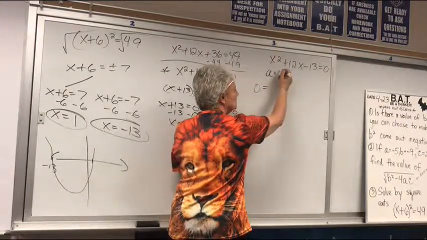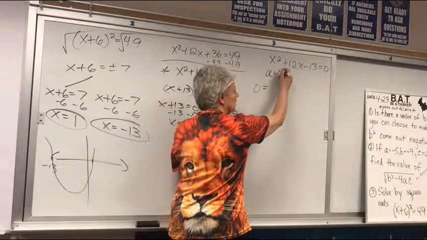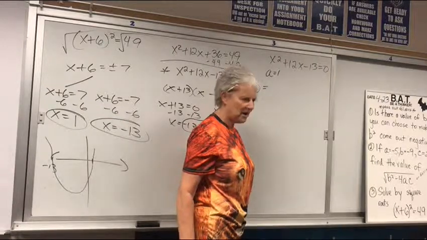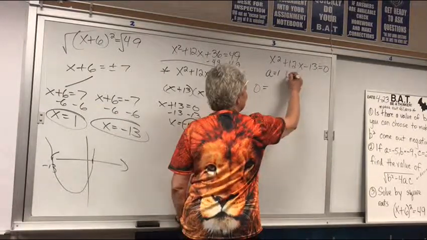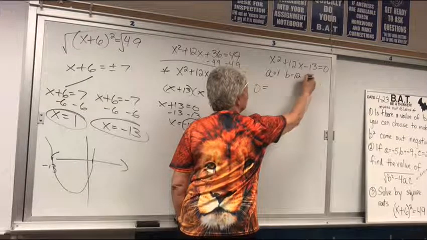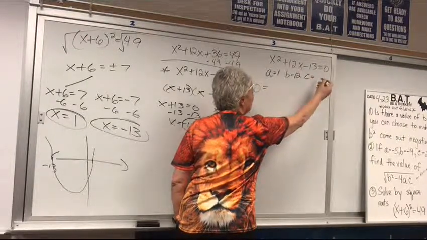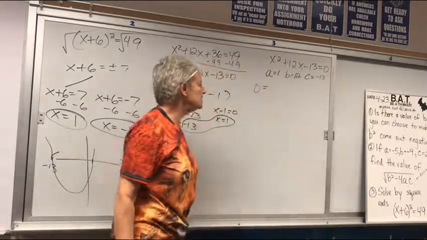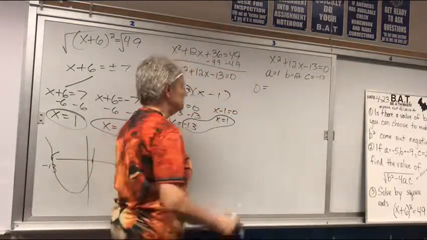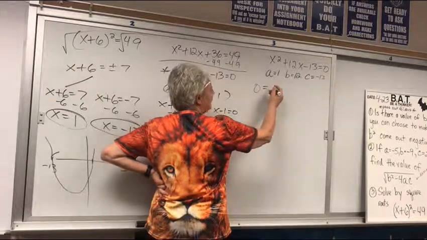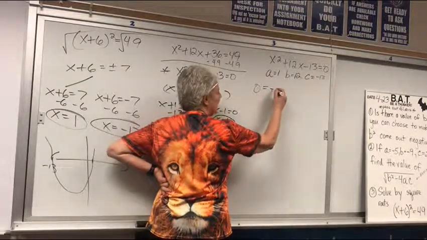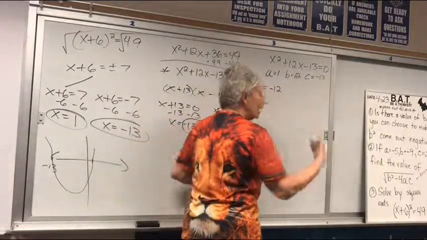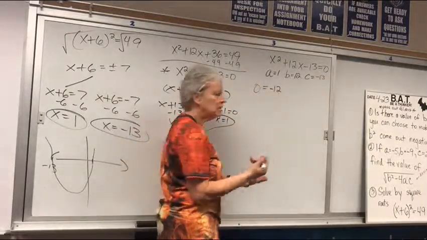A equals? One. A is the number in front of x squared. B equals? 12. C, or the y-intercept? Negative 13. Ready? Okay. The opposite of B is negative 12. I want you to go ahead and write the opposite of B.